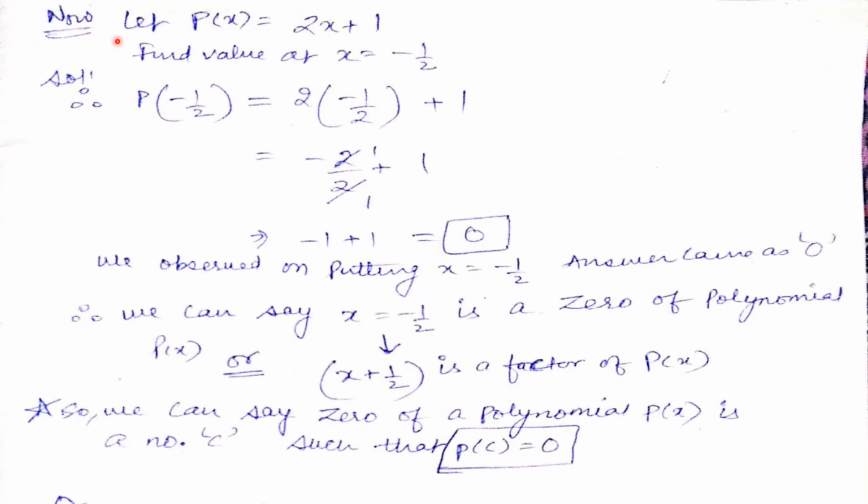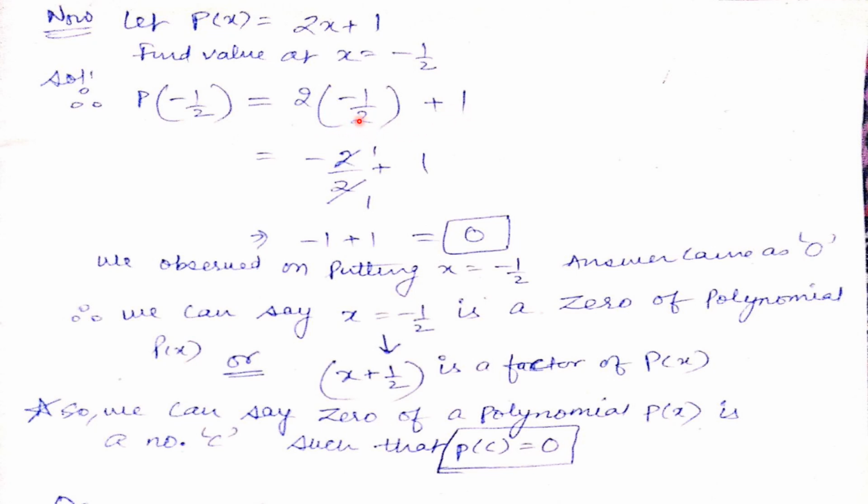Now suppose you have a polynomial p(x) equal to 2x plus 1. Someone says find its value at x equal to minus 1 by 2. So what they are saying indirectly is find p of minus 1 by 2. Same thing, wherever you find x, put minus 1 by 2 at that place. So let's do it. 2 bracket minus 1 by 2 for x, plus 1.